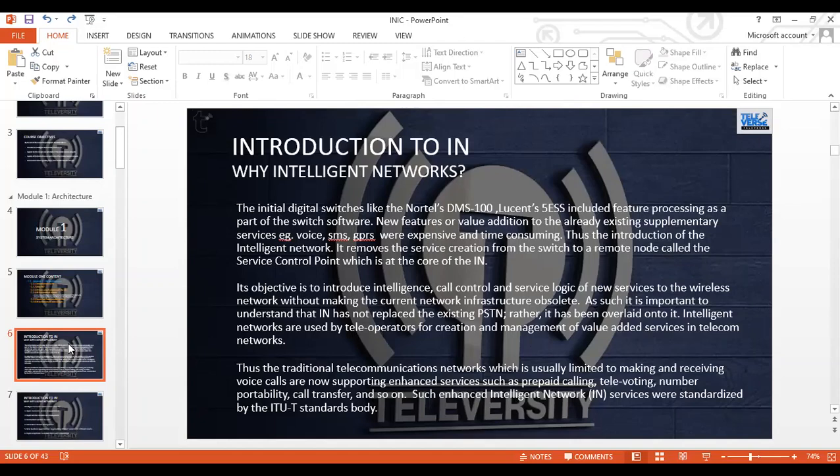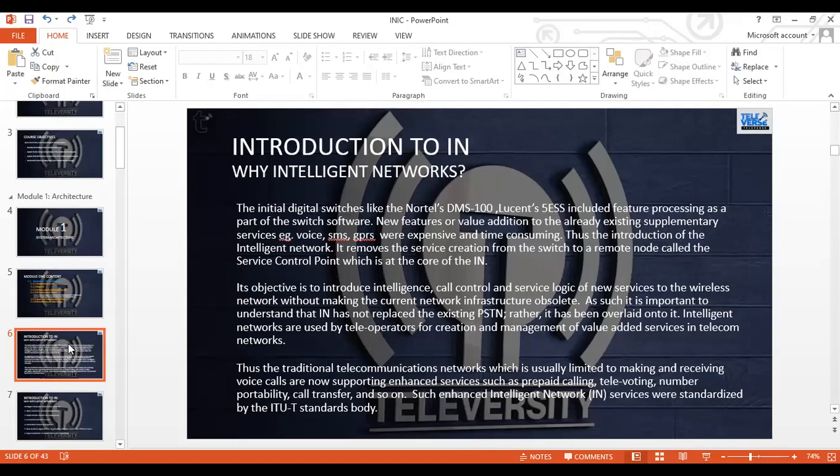So basically, the objective of the IN is to introduce intelligence, call control, and service logic of new services to the wireless or wired network without making the network infrastructure obsolete. It's important to understand that it has not come to replace the existing public switch telephony network, that's the PSTN. The IN is not to replace it, but rather it's been overlaid onto it. What was done was the intelligence was taken out of the switch and placed in centralized databases, which we'll dive deeper into as we move along.